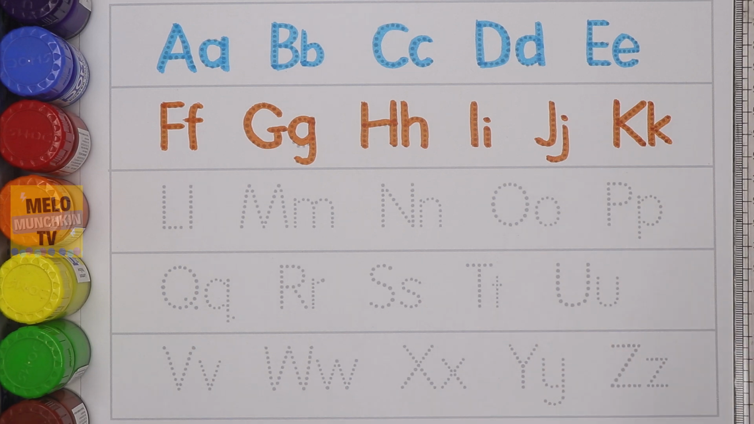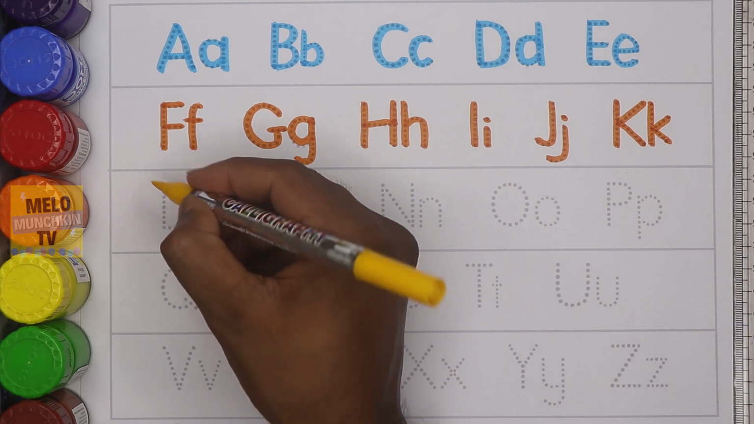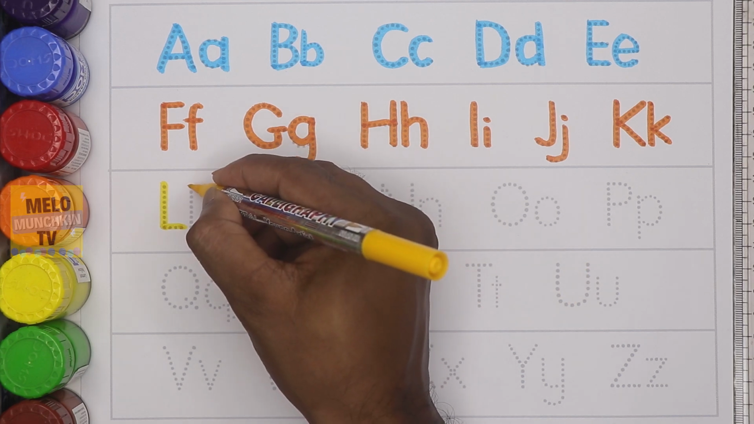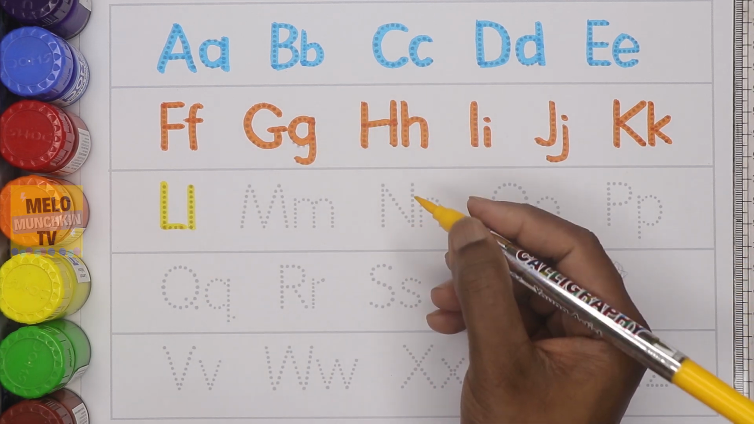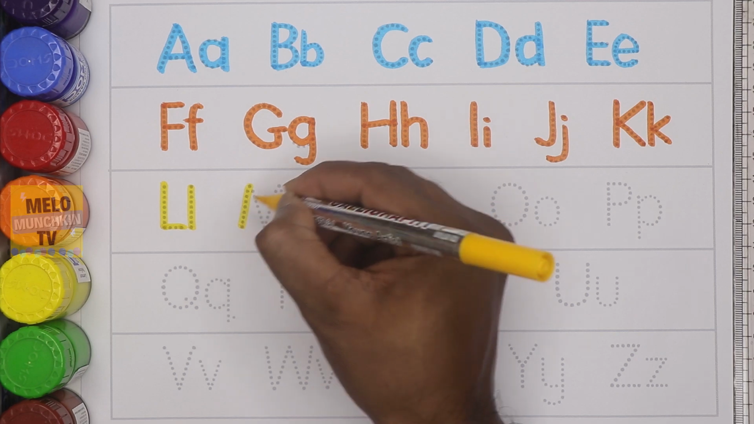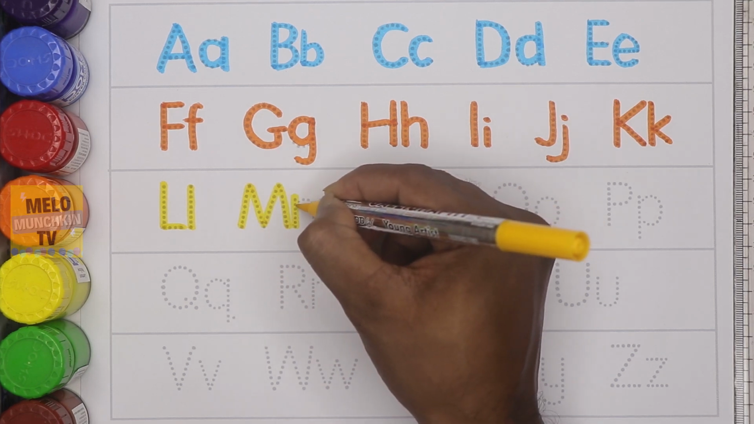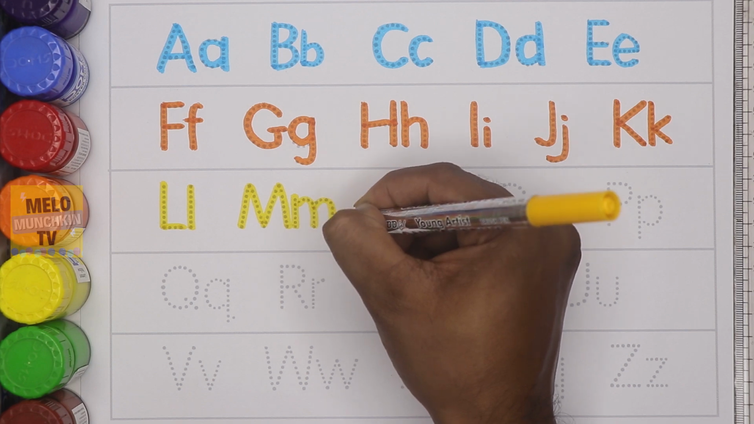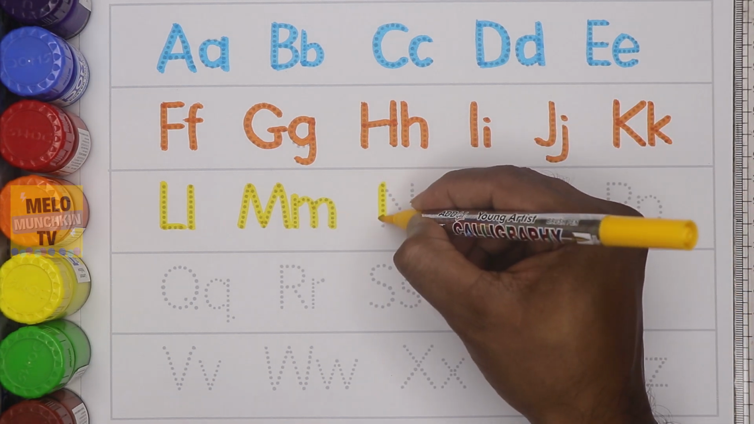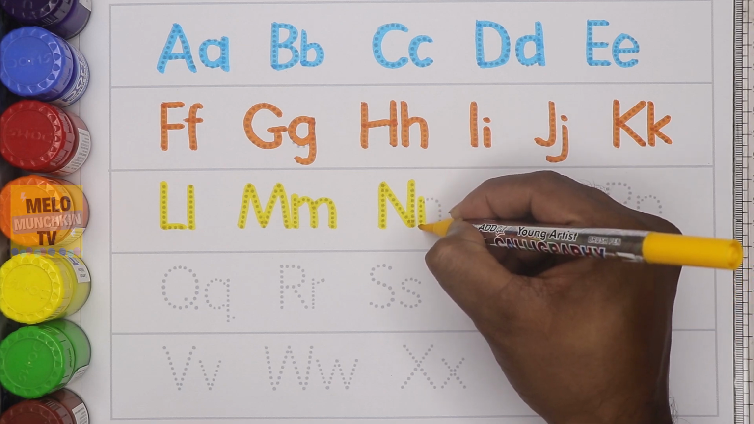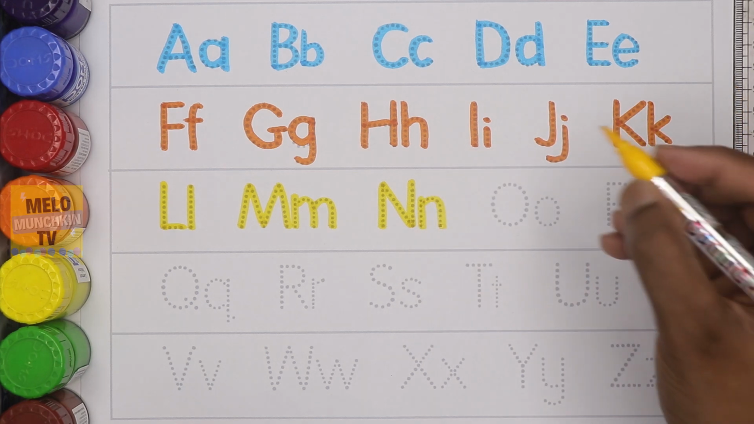Next I'll take yellow color. Capital letter L for lion. Small letter L for lion. Capital letter M for monkey. Small letter M for monkey. Capital letter N for nurse. Small letter N for nurse.